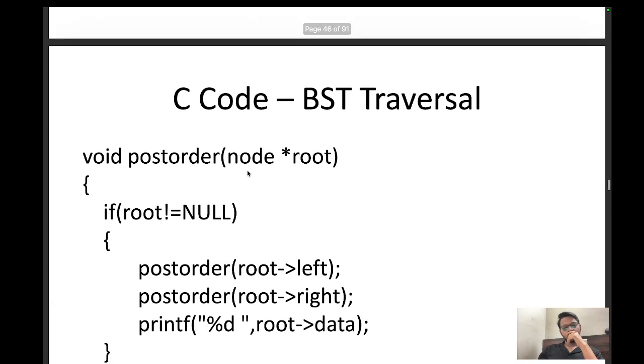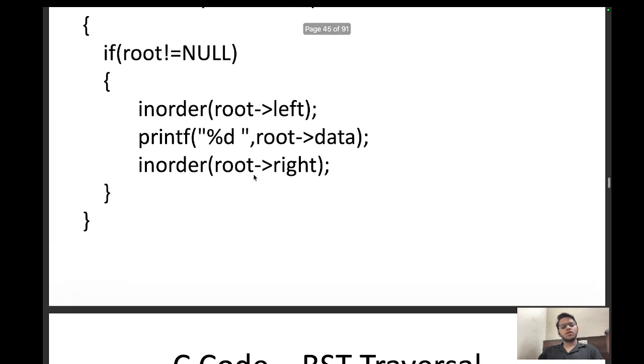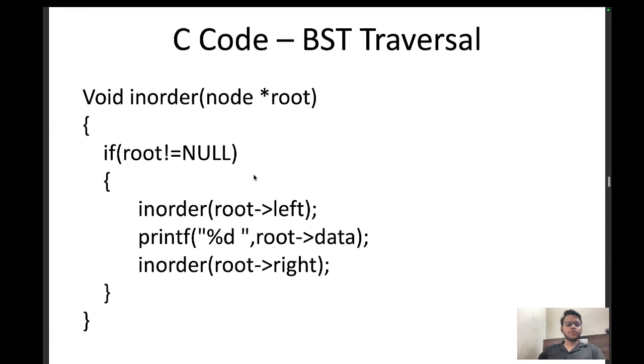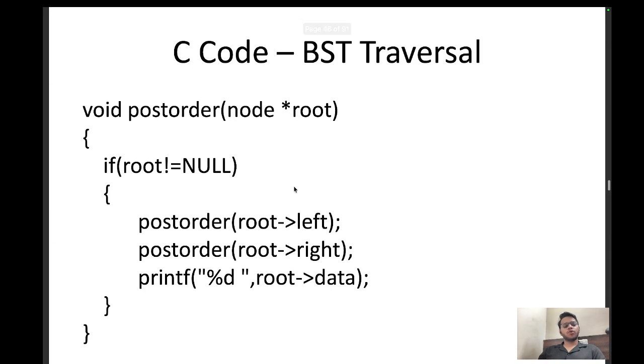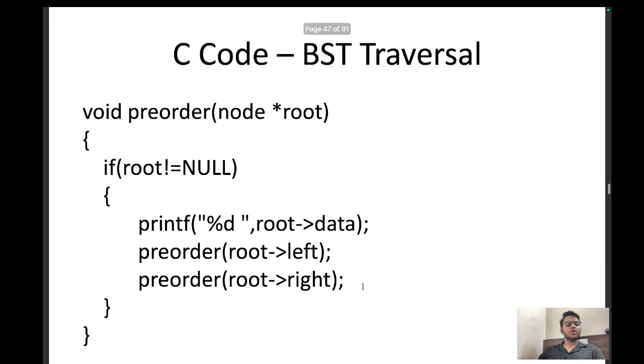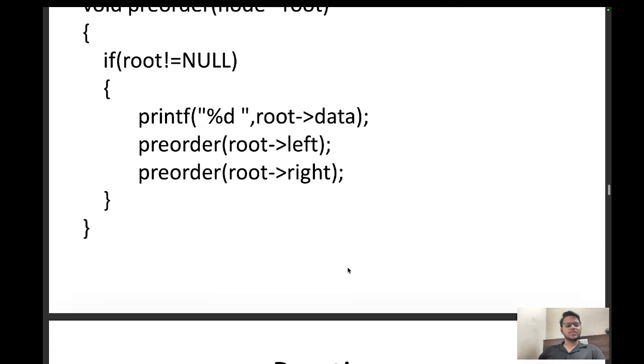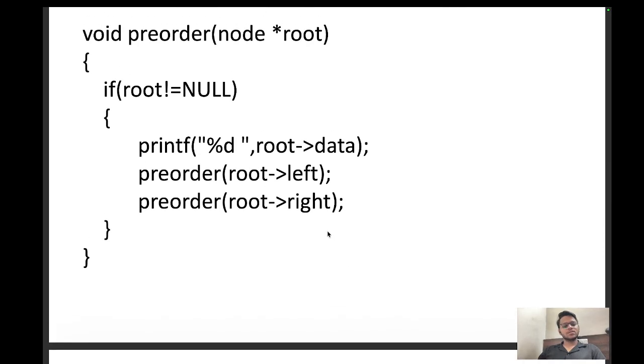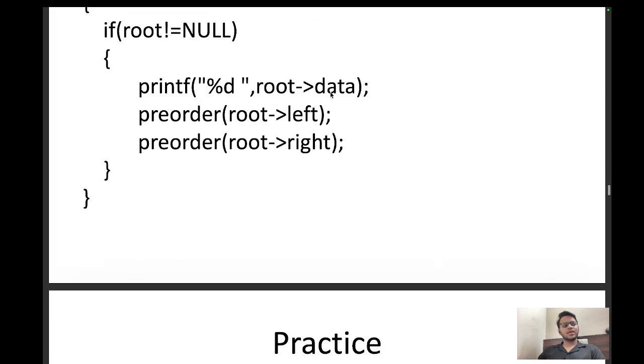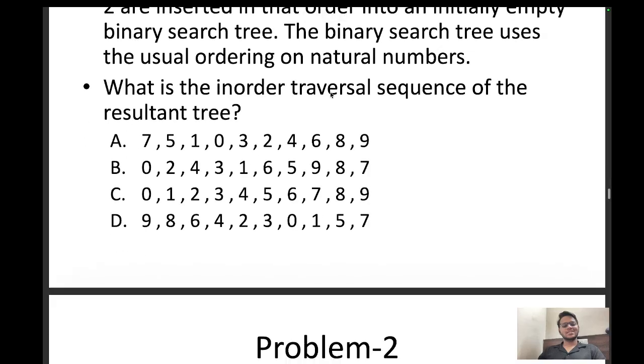Yeah. So for this, just do one thing. If you get in-order, then write the root data in the middle. If you get post-order, then write the root data in the last. And if you get pre-order, then write the root data in the first. This is the basic difference that you get, and all the other statements like root null and no root would be the same in all three cases.